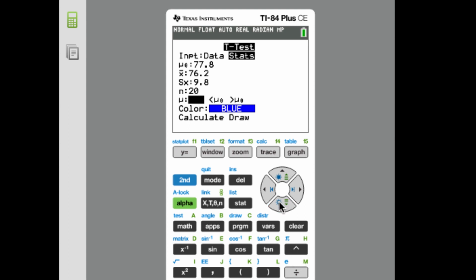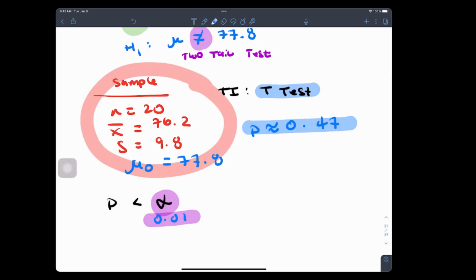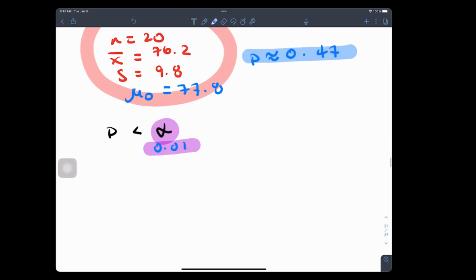Enter. Scroll down and hit calculate. What is the test statistic value? I'm sorry, your p-value. To the nearest, what? Hundredths. 0.47. Because remember, you're going to compare it to the alpha value, which is to the hundredths. So my p-value is 0.47.